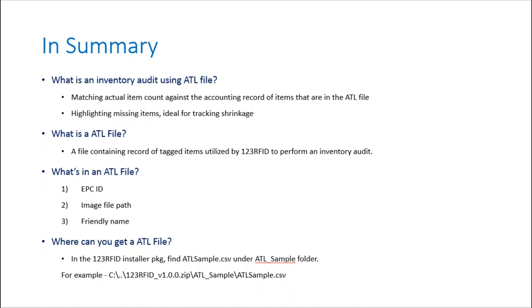What is an ATL file? A file containing a record of tagged items utilized by 123 RFID to perform an inventory audit. What's in an ATL file? Three things: EPC ID, image file path, and a friendly name. Where can you get the ATL file? In the 123 RFID installer package, find the atlsample.csv under the ATL sample folder, for example, in the file location below.